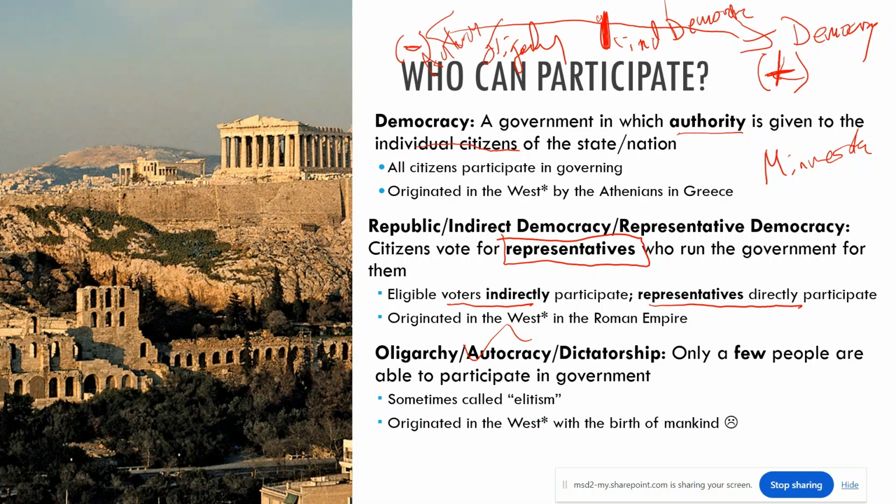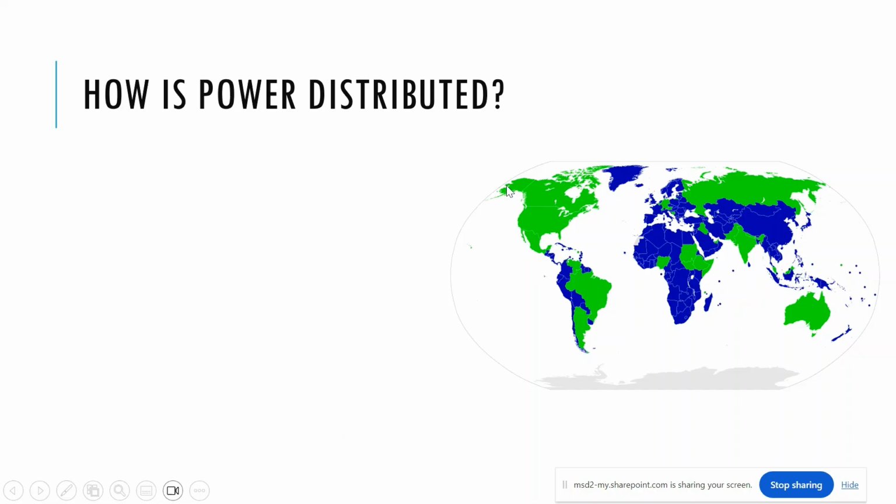So oligarchy, autocracy, dictatorships, only a few people are able to participate, sometimes called elitism. Dictatorship will be one person. Autocracy is usually one person. A dictatorship is a specific type of autocracy. But again, you don't need to know all the ins and outs of this. Autocracy, dictatorship, they can be interchangeable for you. Okay, that's the first type. Who can participate?